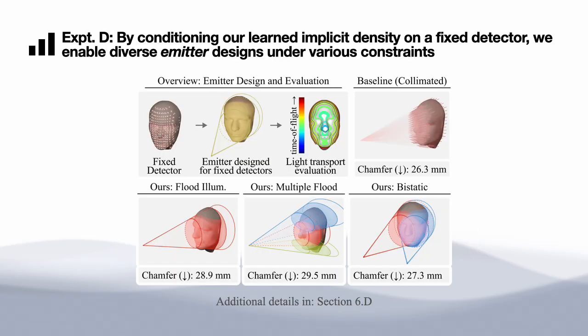In experiment D, we show that our system is capable of not only LiDAR detector design, but also LiDAR emitter design, an important feature in practice, for example, in mobile scanning settings, where emitters and detectors may not be perfectly co-located. We show that we can generate new, unconventional emitter designs that are specifically shaped around a fixed detector. We evaluate these proposed emitter designs in a physically based light transport simulator and show that the various emitter designs have minimal impact on resulting face scanning quality.